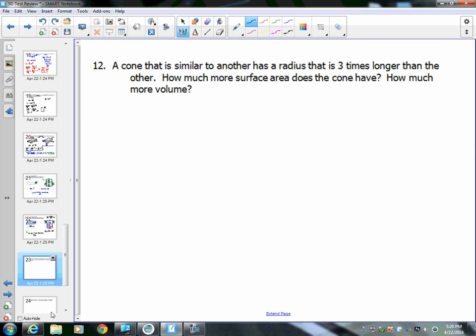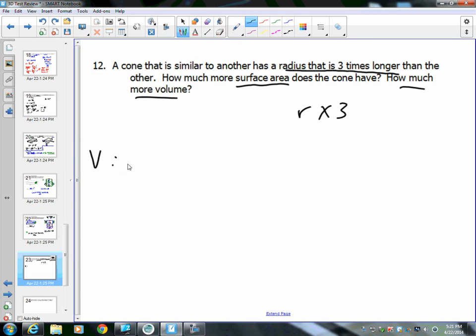Okay, the next question, this is number 12. It says a cone that is similar to another has a radius that is 3 times longer. The radius has been multiplied by 3 compared to the other. How much more surface area does the cone have? How much more volume? Okay, so I'm going to start with volume. We want to know how much bigger the volume is. All we want to know is how many times bigger. So volume, what do we do?